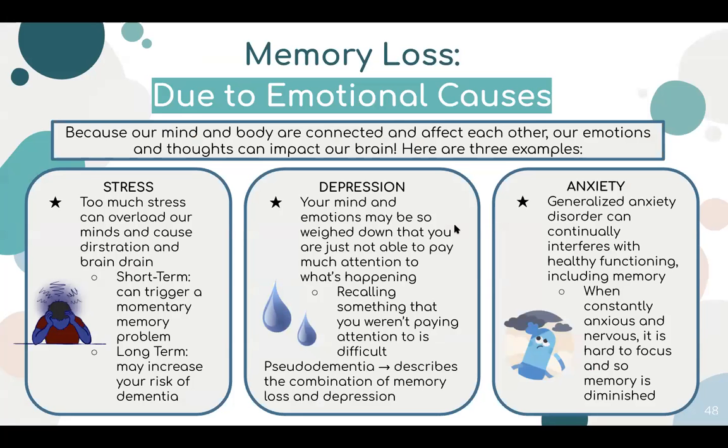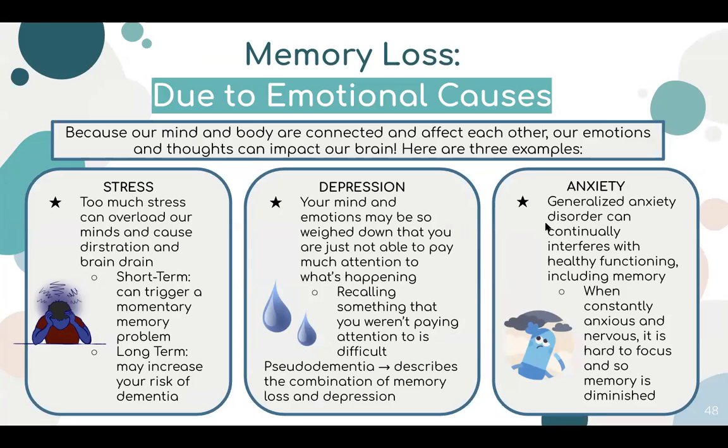The fourth cause is emotional. Because our mind and body are connected and affect each other, our emotions and thoughts can impact our brain. Here are 3 examples. First being stress. Too much stress can overload our minds and cause distraction and brain drain. Short term can trigger a momentary memory problem, whereas long term may increase your risk of dementia.